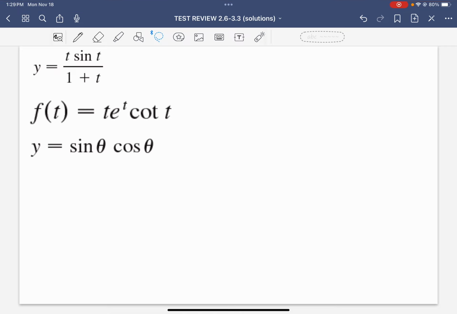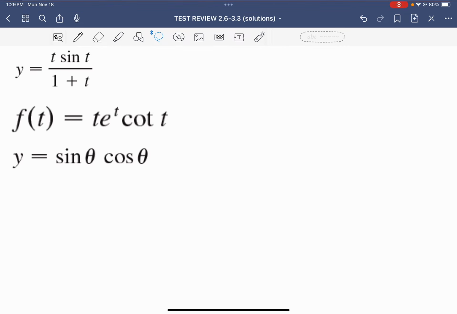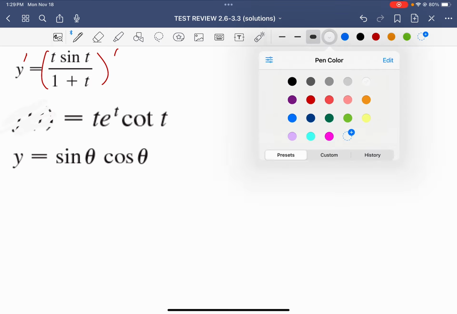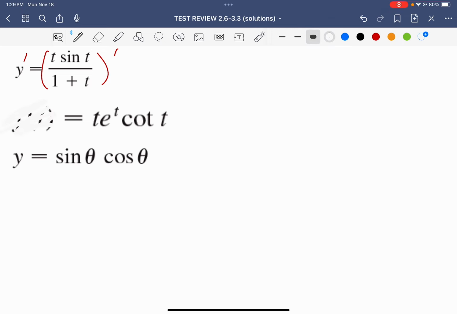So it looks like I'm going to do this one. Here, y prime, the form of this one is, I think, pretty clear. It's just going to be the quotient rule.